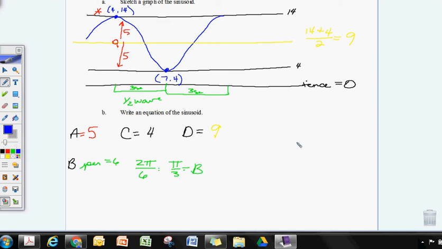So now my equation would be y equals 5 cosine of pi over 3, parenthesis, use the t, subtract the 4 since it was a positive 4, and add on 9. I hope this helps. And again, remember, you guys need to be able to draw and interpret these things without my help. This finishes up the review.